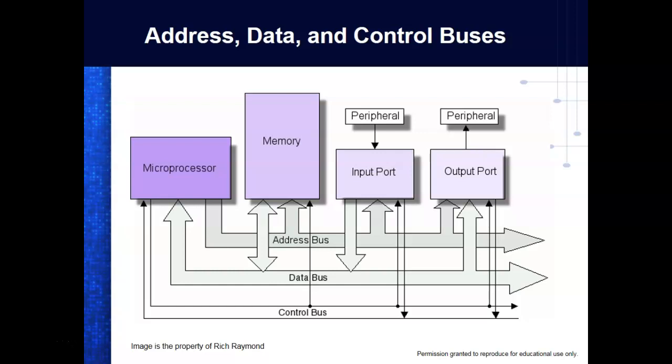Memory is where we have to get the information into to be actually processed by the microprocessor. Okay. And then we have to have an entry into the computer. We call these input ports. And then we have to have an exit out of the computer. We have to have output ports.